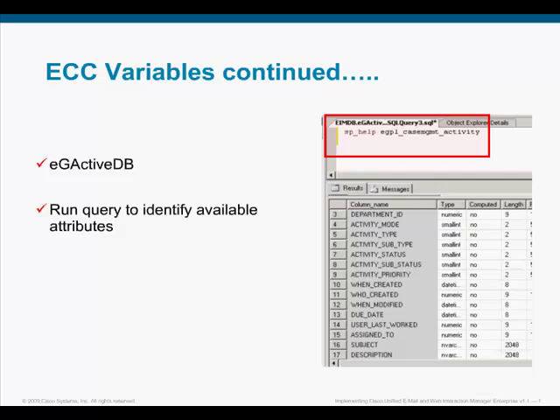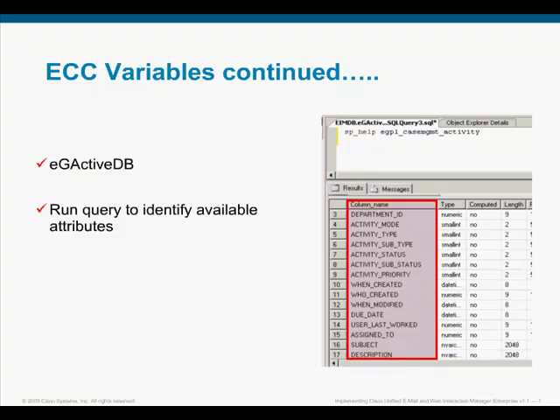On the EGActiveDB, run the following procedure: sp_help space EGPL_case management CASEMGMT_activity. This stored procedure will identify the CIM activity attributes which are available for you to pass as call variables. This slide does not show all the activity attributes available. Run this stored procedure on your system to obtain all available attributes.